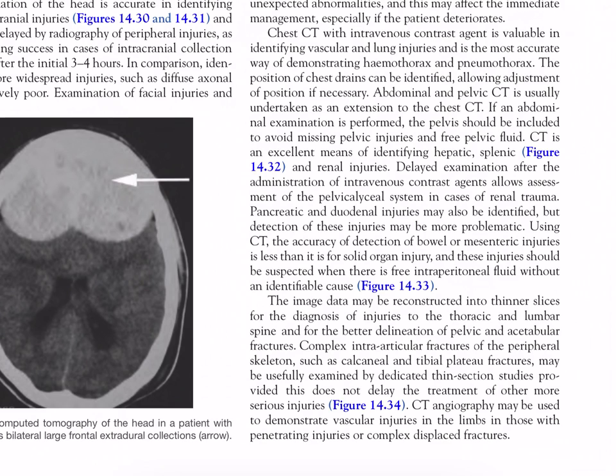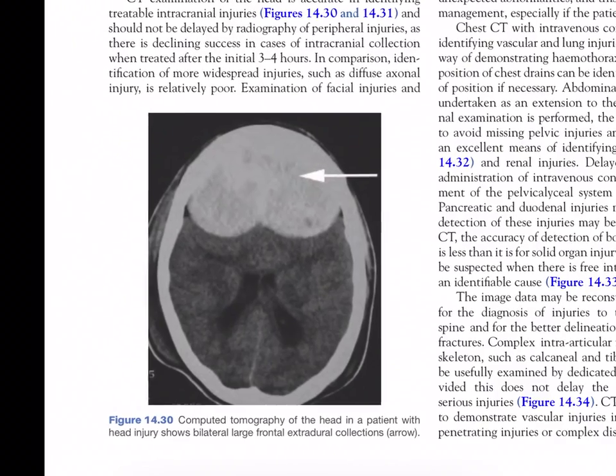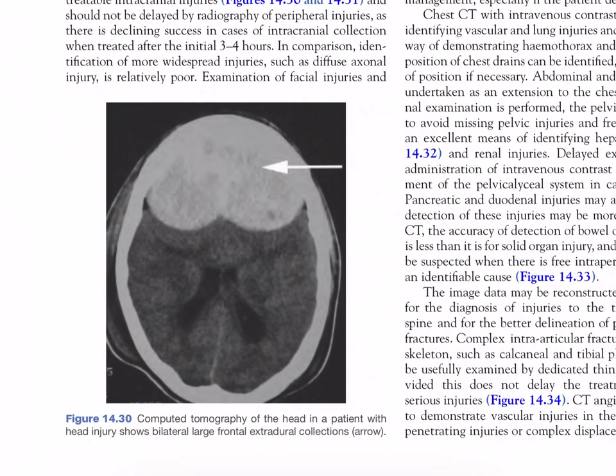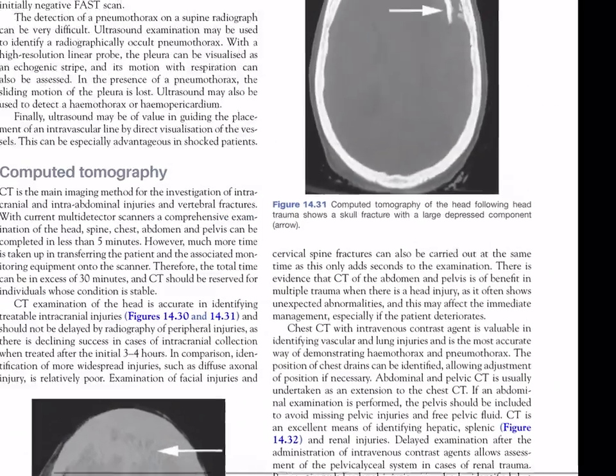Complex intra-articular fractures of the peripheral skeleton, such as calcaneal and tibial plateau fractures, may be usefully examined by dedicated thin section studies, provided this does not delay the treatment of other more serious injuries. CT angiography may be used to demonstrate vascular injuries in the limbs in those with penetrating injuries or complex displaced fractures. Figure 14.30, computed tomography of the head in a patient with head injury shows bilateral large frontal extradural collections.